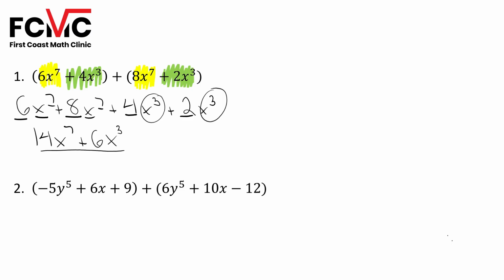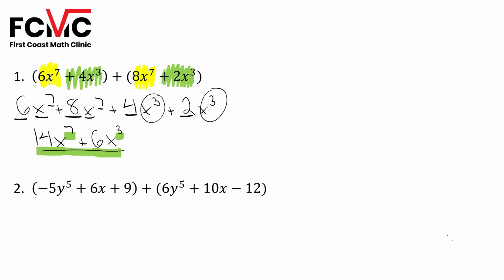And because we don't have like terms here and here, right, different exponents, we can't combine these. So our final answer is going to be this 14x to the 7th plus 6x to the 3rd.